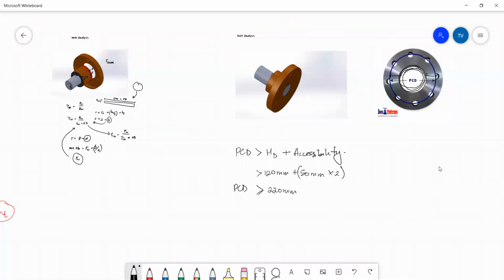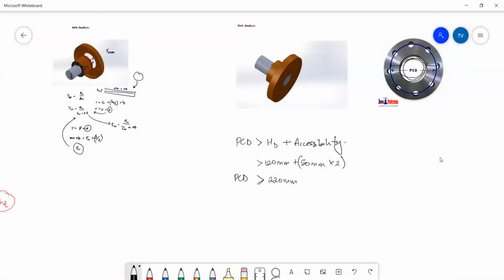So once we've assumed our PCD, we will now know our radius, because our radius will be half of our PCD, since this is the diameter. So radius will be equal to PCD divided by 2, which is equal to 110 millimeters. And now we have two different methods we can use. We can either say that we want to use a certain number of bolts, or we can say that we want to use a certain size of bolt.